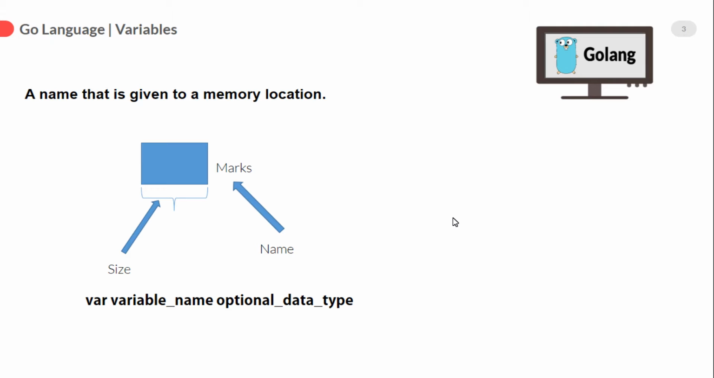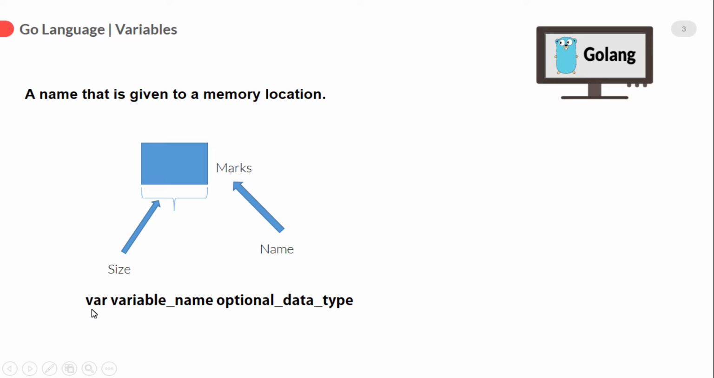A variable is a simple memory location. A name that is given to a memory location is called a variable. Like this box is a variable. It contains a value, and its name is marks.